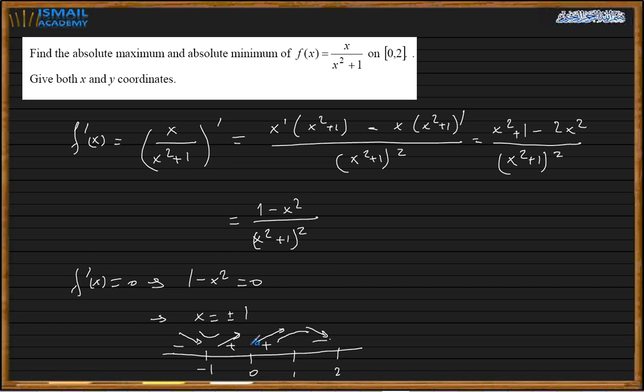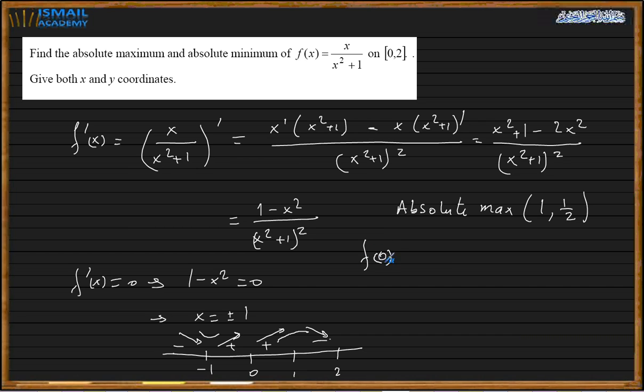But here I cannot decide if it's max or min. What I need to do, I know my absolute max is at 1. So the absolute max is the point 1. I substitute 1 here, so it's going to be half. And for the absolute min, I need to check what is f of 0 and f of 2. Those two, I need to find out what they are.